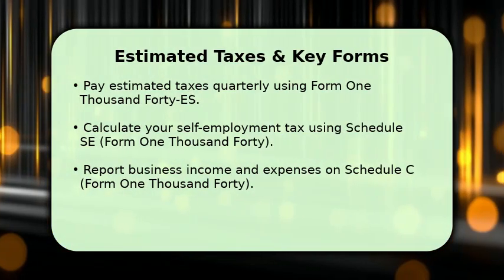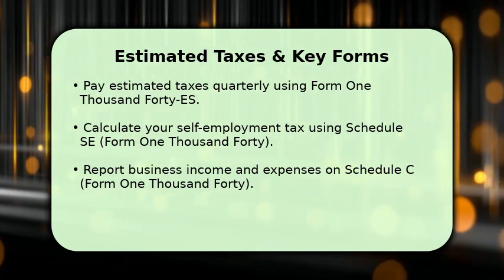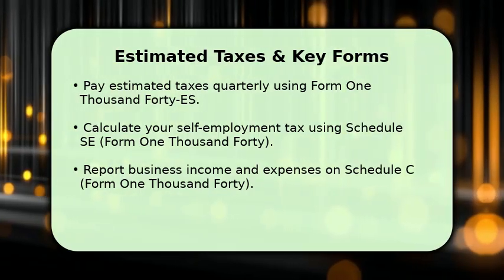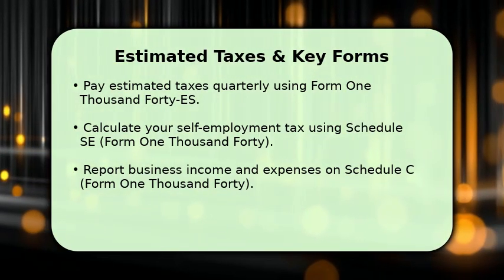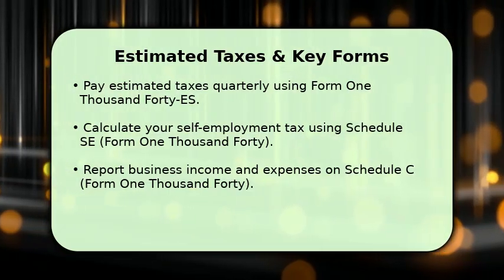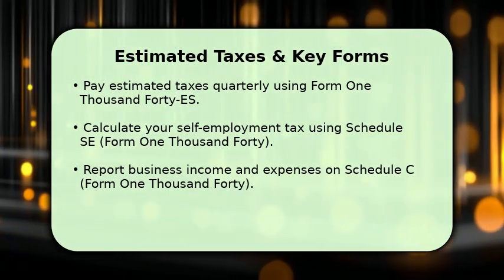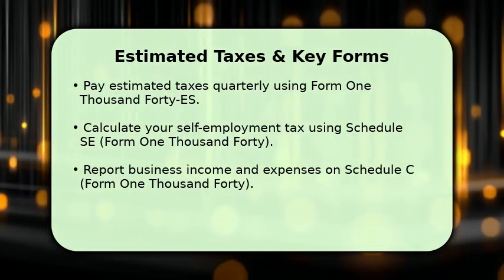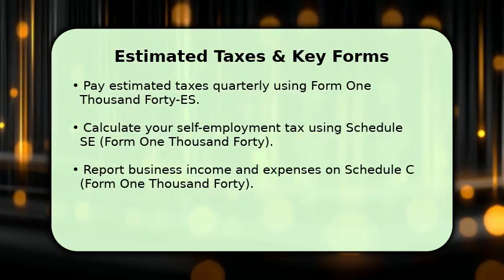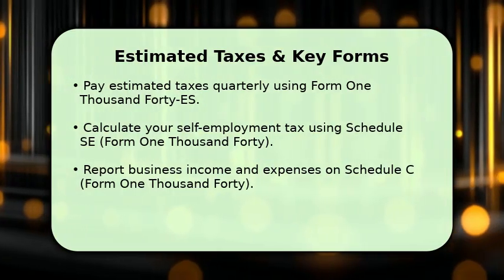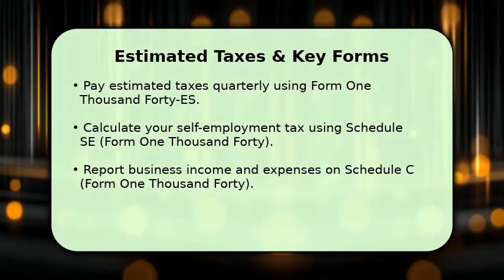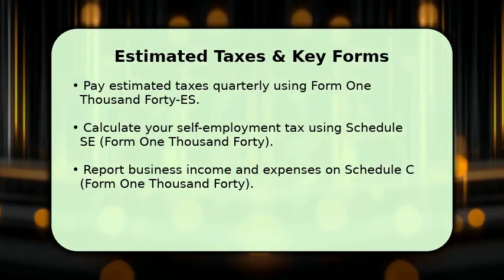A critical step for independent contractors is paying estimated taxes quarterly. If you expect to owe at least $1,000 in taxes, you must make these payments using Form 1040-S. This prevents a large tax bill and potential penalties at year-end. You'll also use Schedule SE to calculate your self-employment tax, which is 15.3% on your net earnings, and Schedule C to report your business income and expenses.